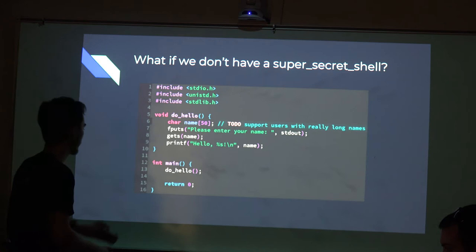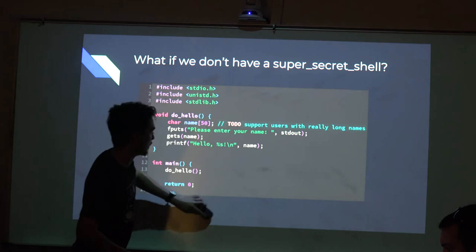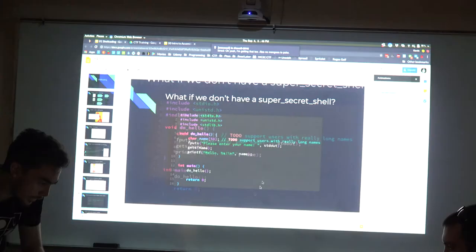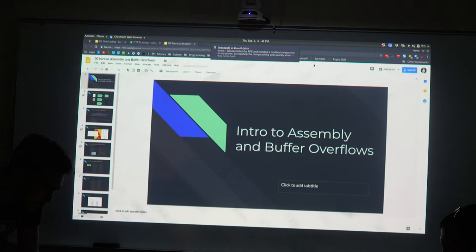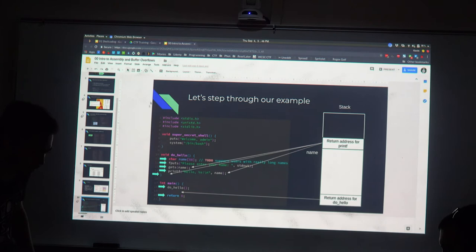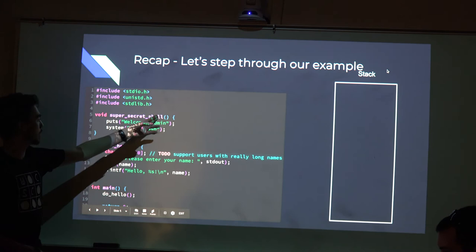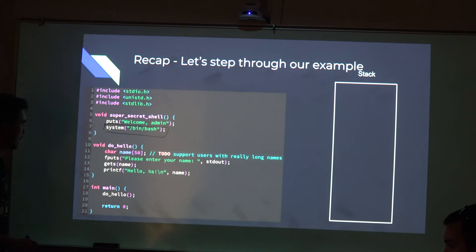Last week, I showed you how to use a buffer overflow vulnerability to essentially return into a function that you weren't supposed to be able to execute. What did that look like? Oh yeah, it's on a previous slide. So last week it looked like this. We have this function called super secret shell that, if it ever gets called, gives us shell access to the system. And yet this function is never called in our program.